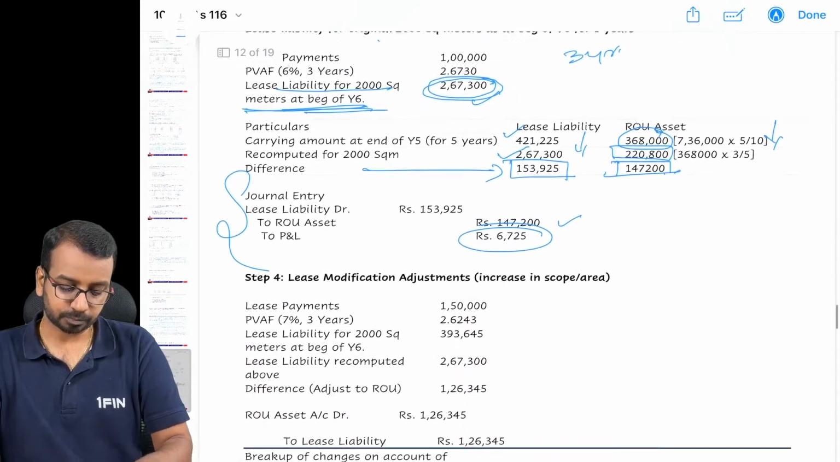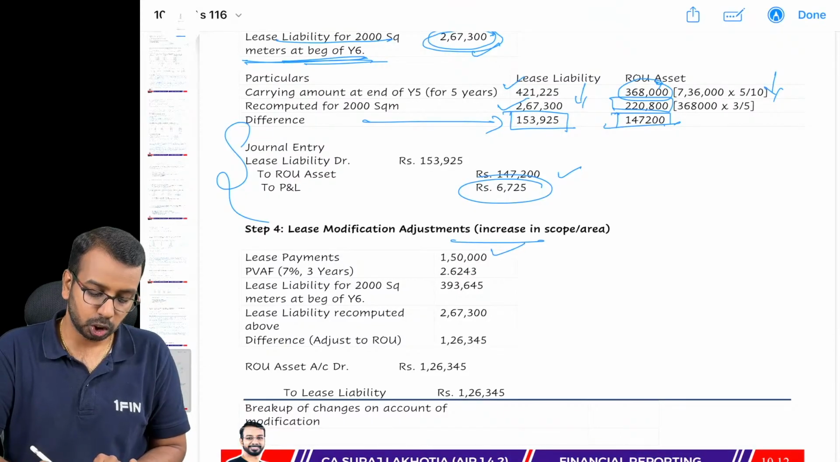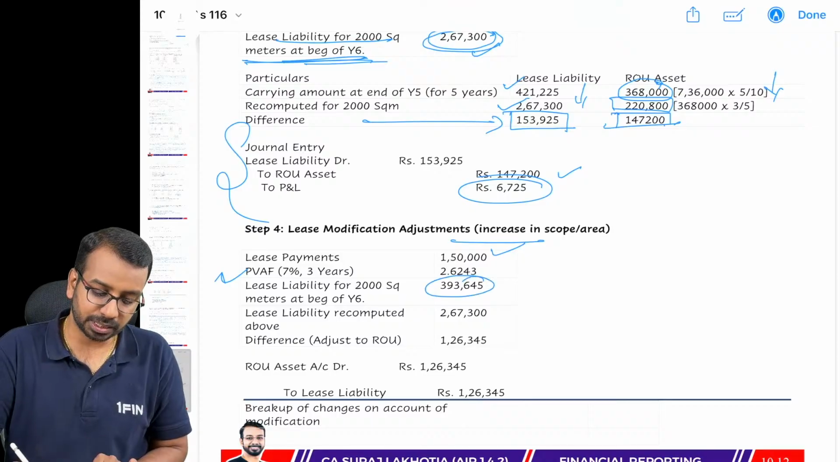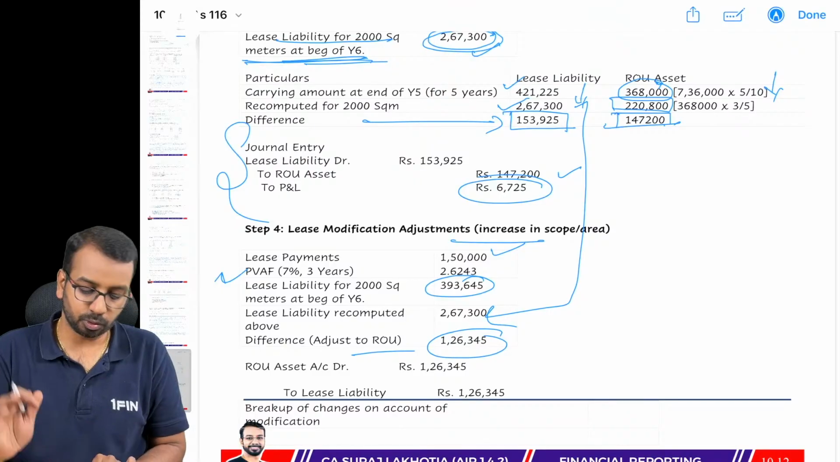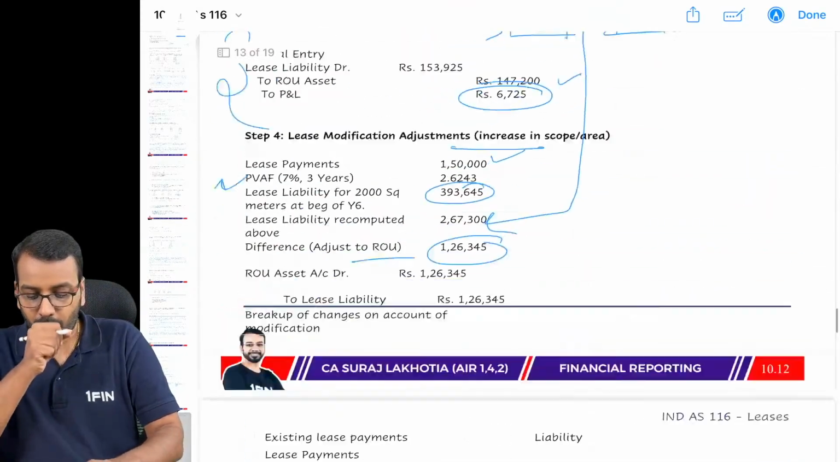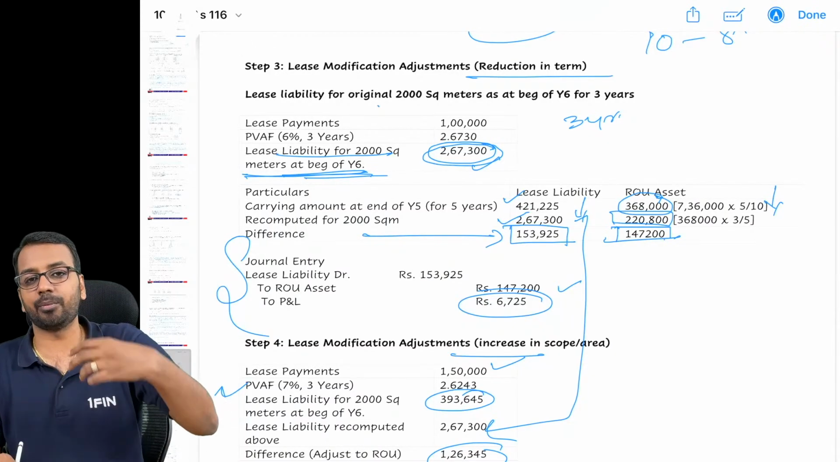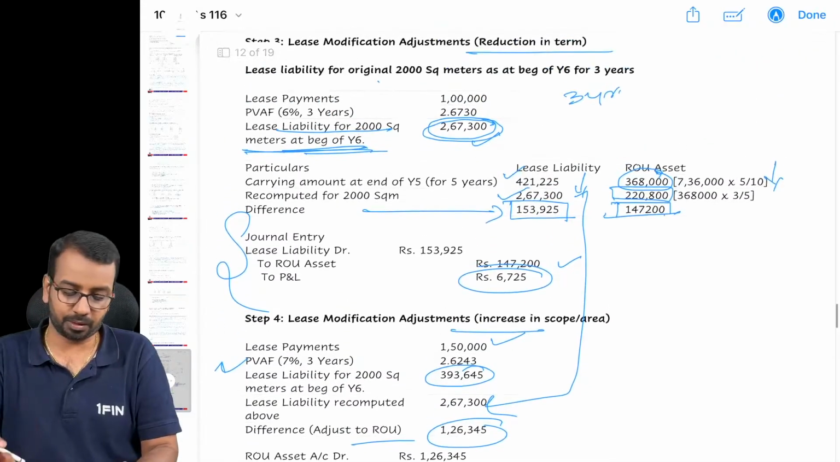Alright. Then scope has increased. We will take the new lease payment, new rate, and what is the liability. What is the closing liability? 267. The difference will be adjusted to right of use asset. In the study material, they have given slightly elaborated computation of the thing, but final net impact is the same. Okay.